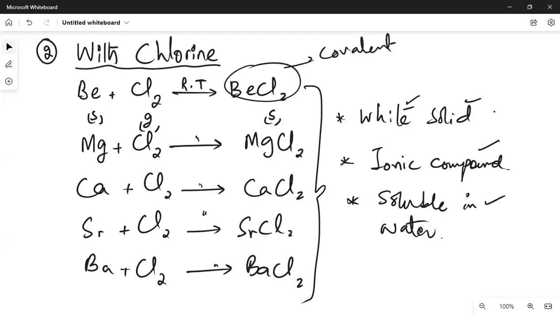Just write this down. Then our next reaction is group 2 elements, metals, reaction with water. That one is a really important reaction. So I'll just go on to the next slide now.